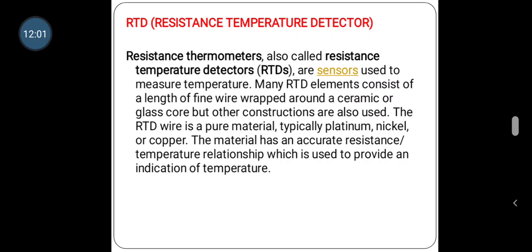But there are some disadvantages, like the size is large compared with a thermocouple, cost is very high, and a bridge circuit and the electric power supply or the battery is required. These are the disadvantages of the RTD.